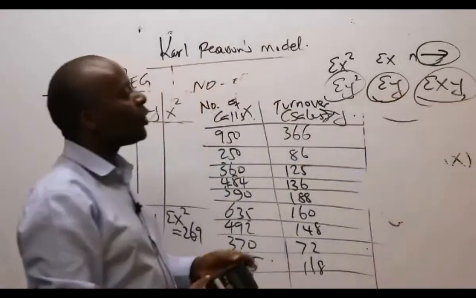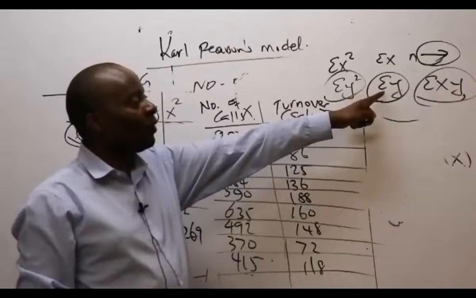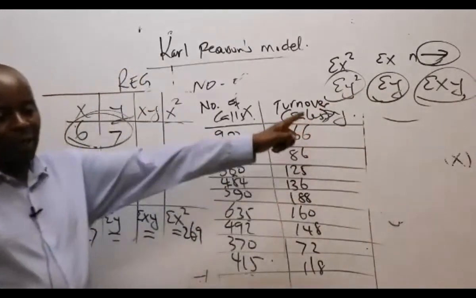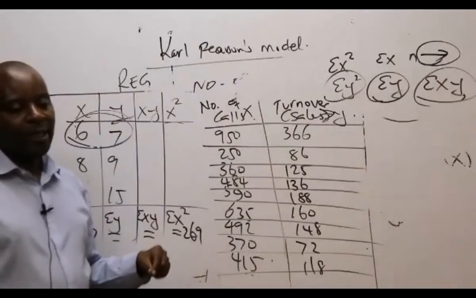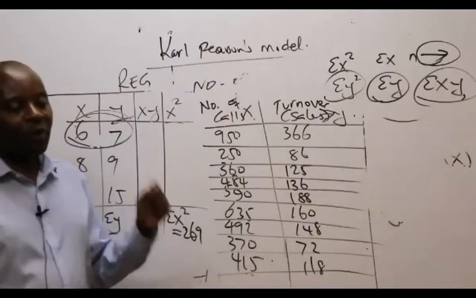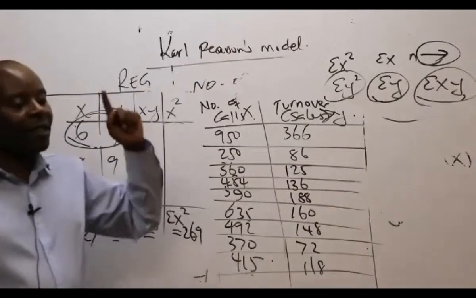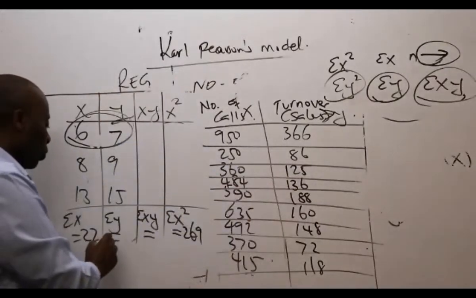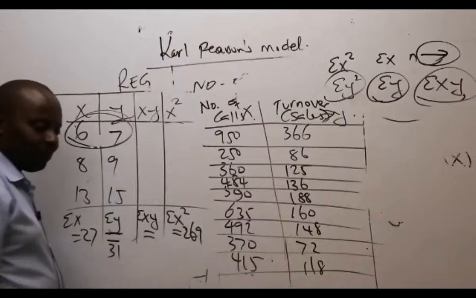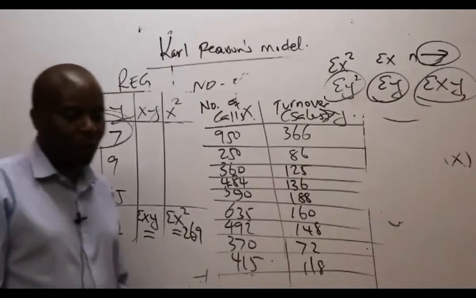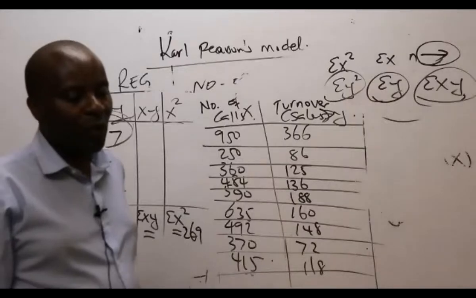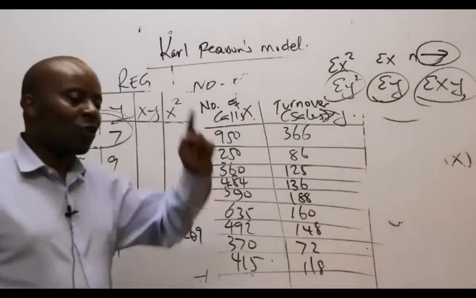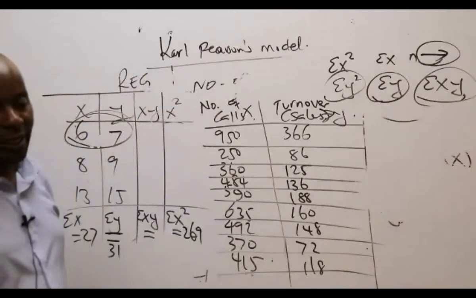How I wish I had a good student by now. This good student should have given me the value of sum of y. Robert tells me, Mwalimu, sum of y is 31. Is there anybody who can confirm for sure that sum of y is 31? Someone else. Lillian has confirmed. Lillian is a good student.